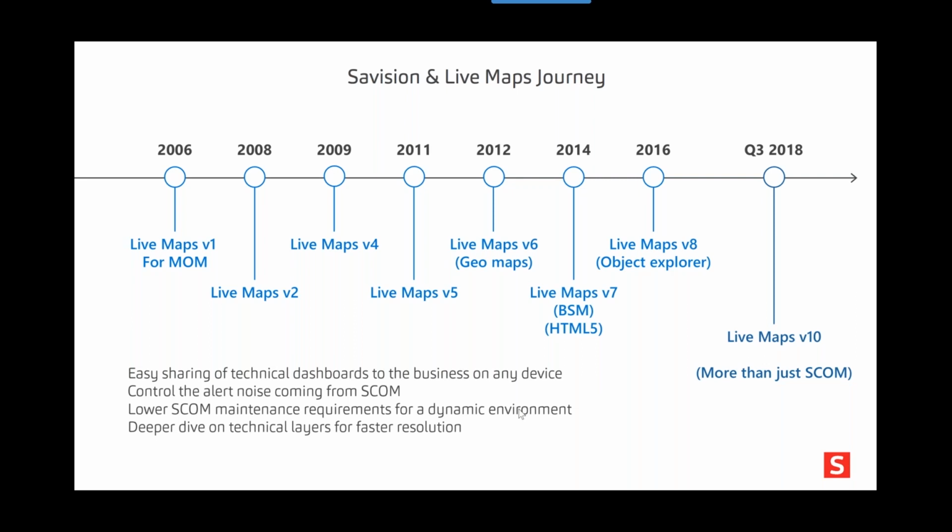As recently as the release of version 8 with Object Explorer, we did a deeper dive on the technical layers for faster resolution based on feedback we had from customers. They just wanted to get to the root cause, get some graphs out there, just understand what was going on. Recently, we've started with our version 10 release, and version 8 had a few glimpses of it, looking into how we can extend that information, not just from SCOM, but other sources as well, through a SQL and a PowerShell query widget, which allow you to take the data outside of SCOM, convert it into something that looks like a Live Maps SCOM front end, and apply it next to the data there.